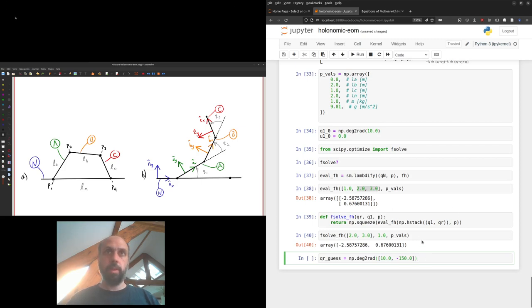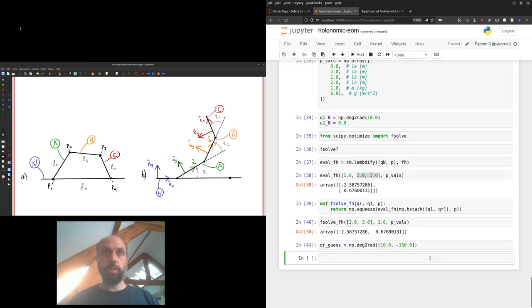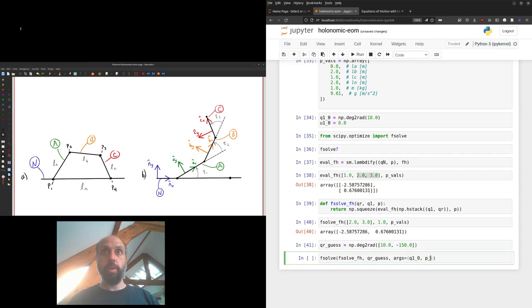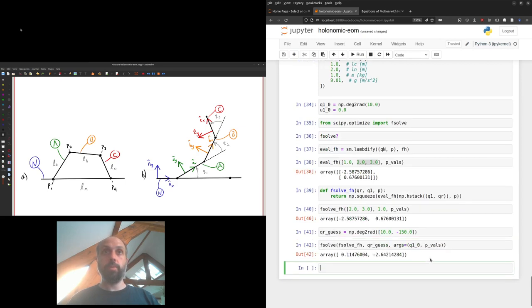So hopefully, copied it from the notes there, so it should work. So we get our guess, right? And then fsolve should work. We give our function we made, fsolve fh. And then we give our guess, qr guess. And then for q1 and pvals, we can give that as args, just like we do for solve IVP. So I have q10 and pvals. I think that should work.